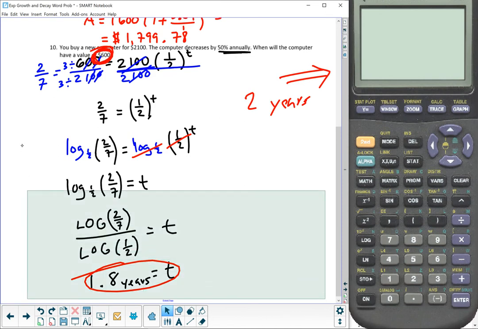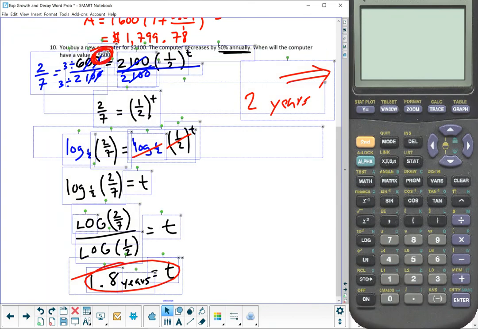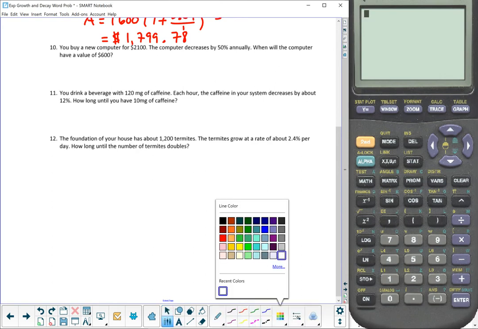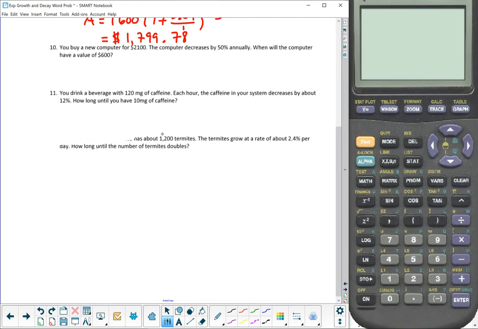Okay, I'm going to delete all that. So if you need it, pause it while you're writing all that down. Okay, number 11. You drink a beverage of 120 milligrams of caffeine. Each hour, the caffeine in your system decreases by 12%. How long until you have 10 milligrams of caffeine left in your body? Again, same idea as the last one. We will have to set it up just the same.